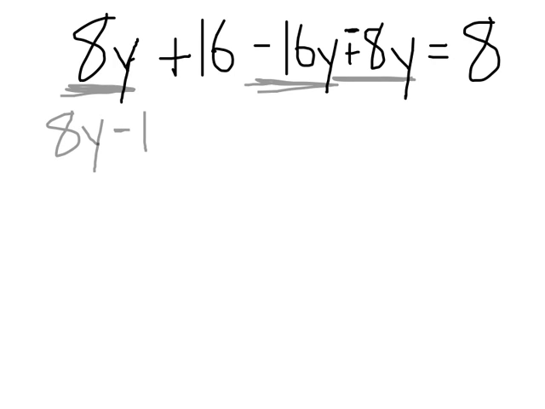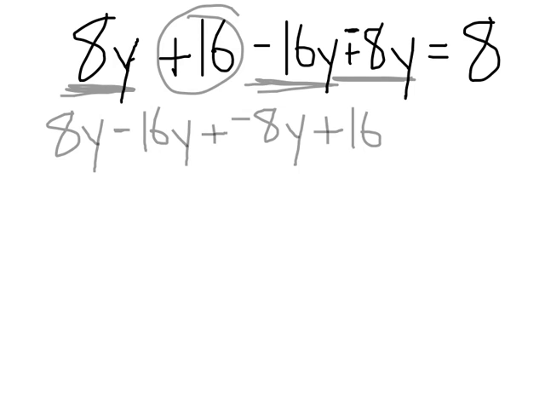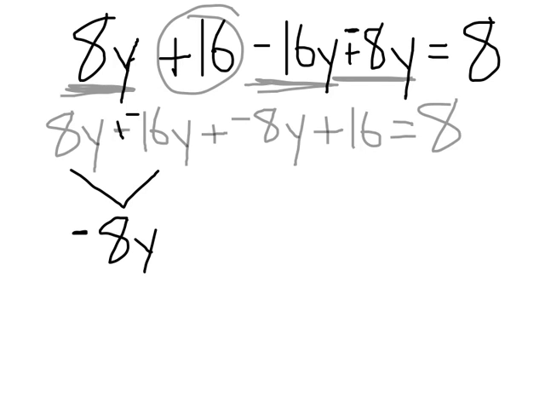8y minus 16y plus negative 8y. And I'm not going to forget that I had this positive 16, so I'm going to bring that down too, and everything else. Now I can go left to right with my combining like terms. 8y minus 16y, that'd be keep, change because it's subtraction. And now that my signs are different, 16 minus 8 is going to be what? 8y, and keep the sign of the larger number, so it's negative 8y plus negative 8y, bring that down since I haven't used it, plus 16 equals 8.